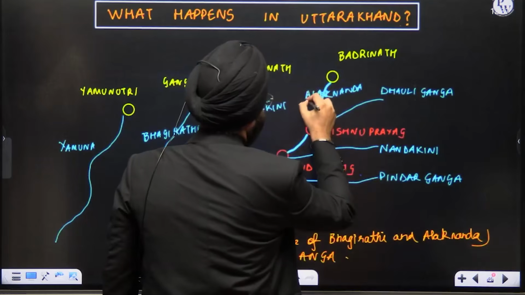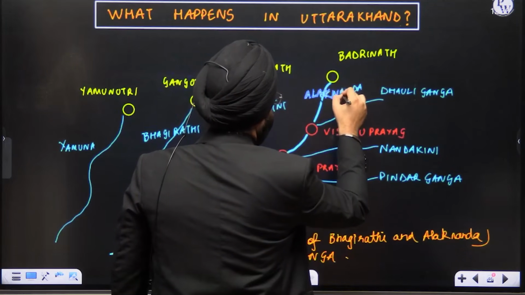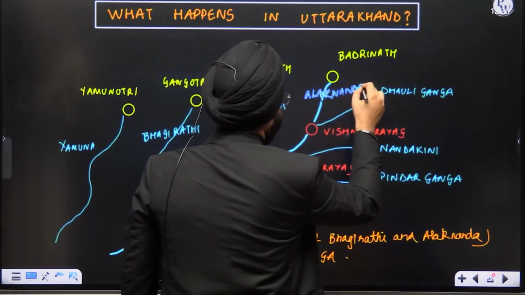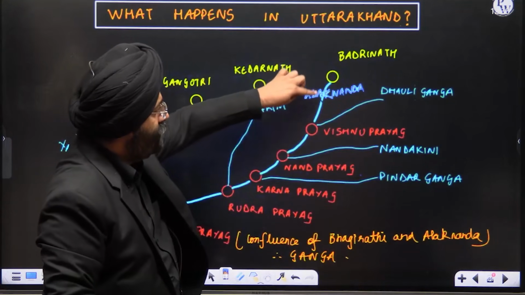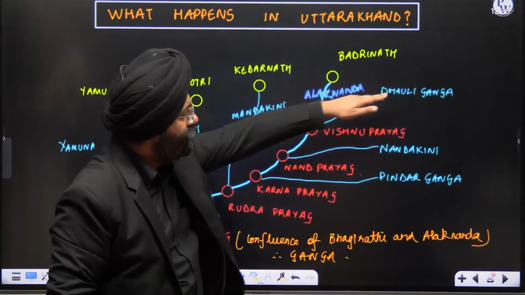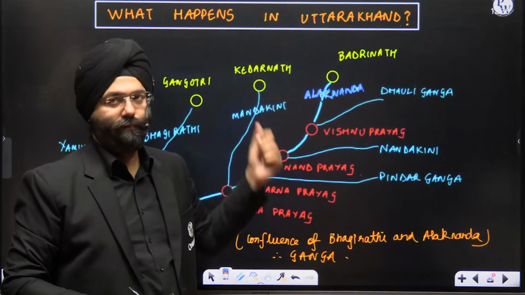What can I say? I think it is not clear. I'll write it again. Alaknanda, right? Alaknanda. Now, Alaknanda, originating from Badrinath, is merged by Dholi Ganga. When it is merging, it is known as Vishnu Prayag.